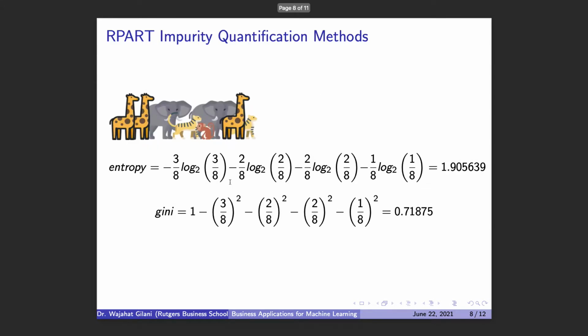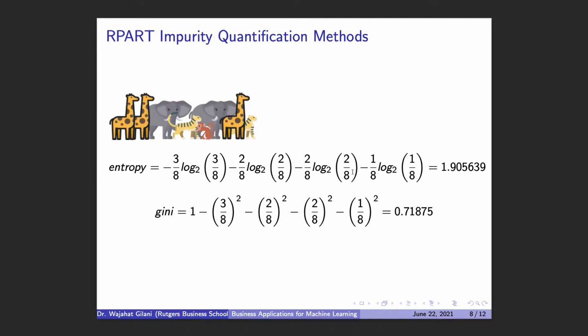All right, again, very simple. Negative 3/8, log 2, 3/8. That's giraffes. Let's do the next animal. I think the next animal we'll do is cheetah. How many cheetahs do you see? 2. All right, there's a negative. There's 2 cheetahs, again out of a total of 8 animals.